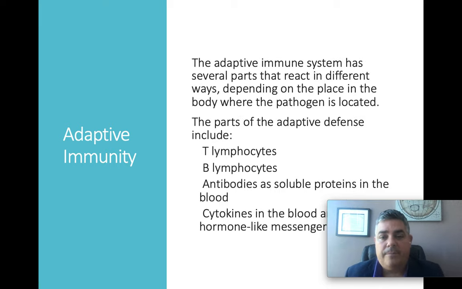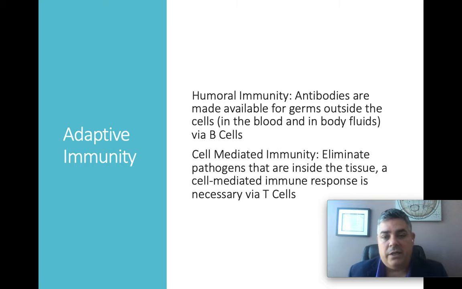There are several parts that react in different ways depending on the place in the body where the antigen or pathogen is located. Again, the components of the adaptive immune response are T cells and B cells, the antibodies that the B cells produce, as well as cytokines that both act as inflammatory proteins, but also messenger-like molecules that we call chemokines. We also have these terms to distinguish between B cells and T cells. So we call B cell activity humoral immunity. So this is where those antibodies are produced and made available for germs outside the cell.